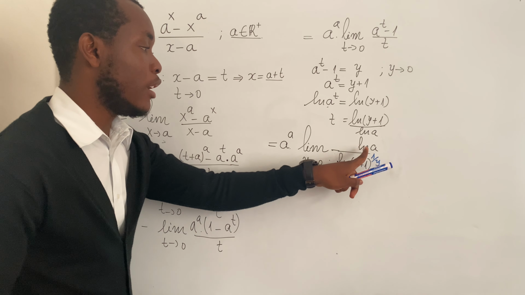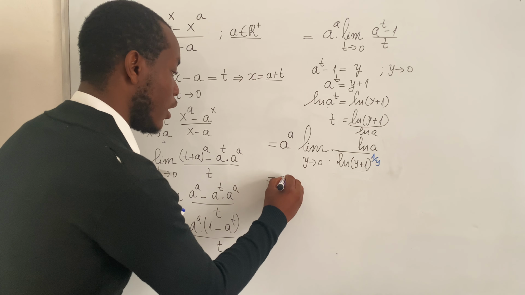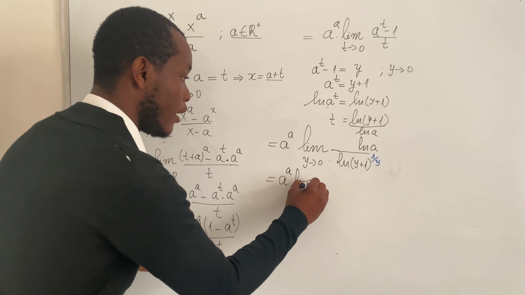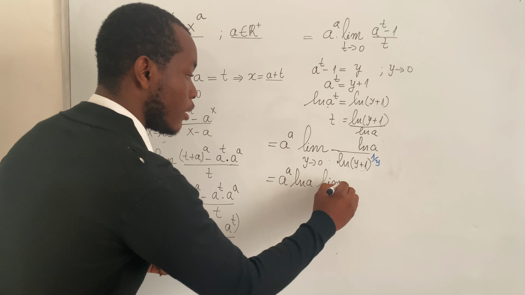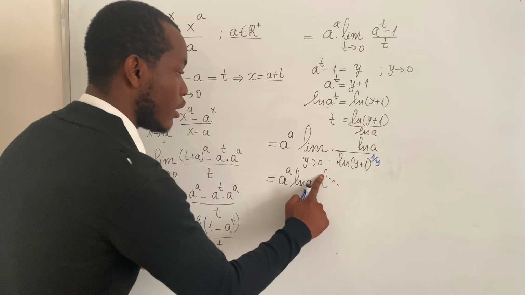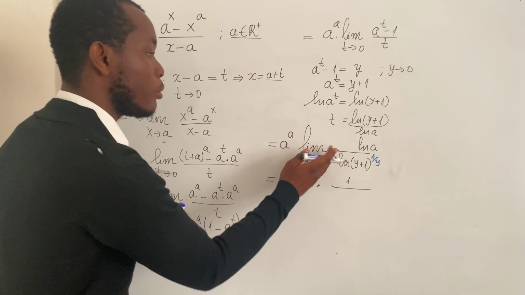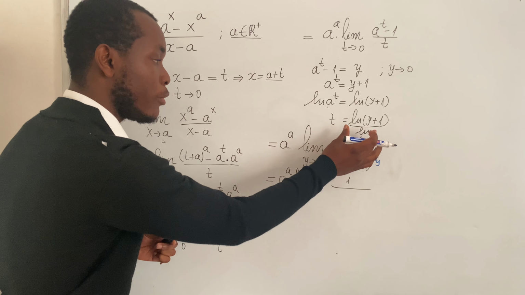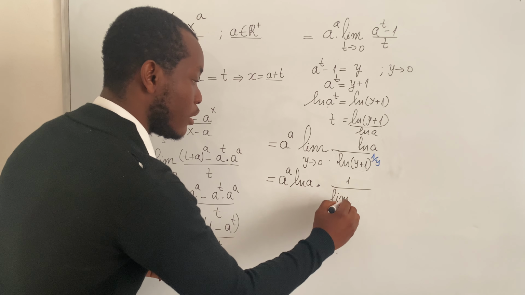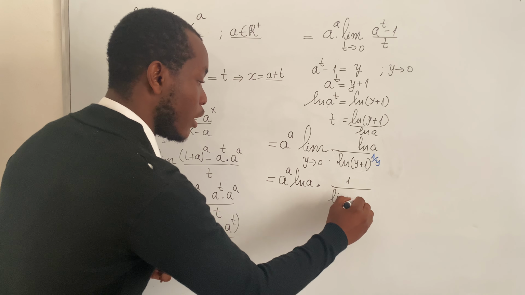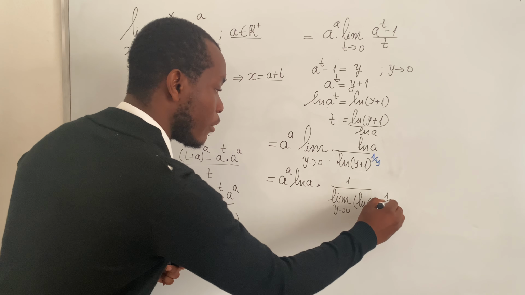Now ln a is a constant, so it can come outside. So we're going to have a to the power a ln a times the limit. In other words, we know that when there is a quotient, it's the same as the limit of the numerator over the limit of the denominator. So we can just find the limit of the denominator when y approaches 0, which is ln of 1 plus y to the power 1 over y.